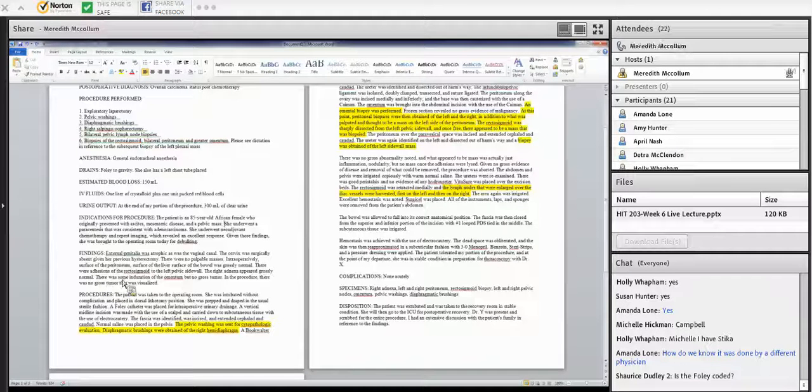There were adhesions of the rectosigmoid. The right adnexa appeared grossly normal. There was induration of the omentum, but no gross tumor, meaning they didn't find a tumor on the omentum. In the procedure, there was no gross tumor that was visualized.